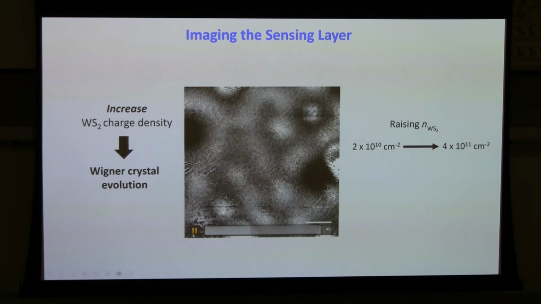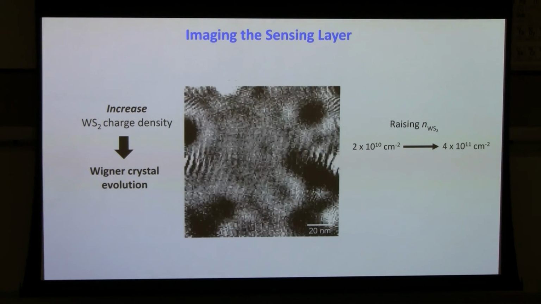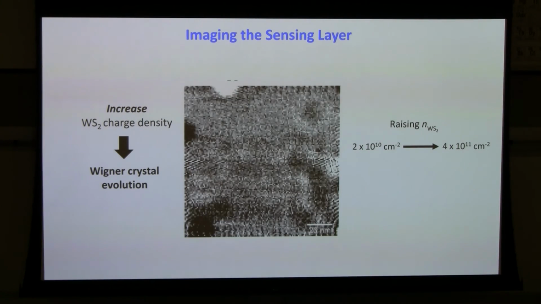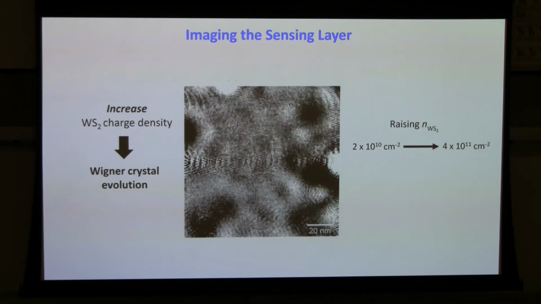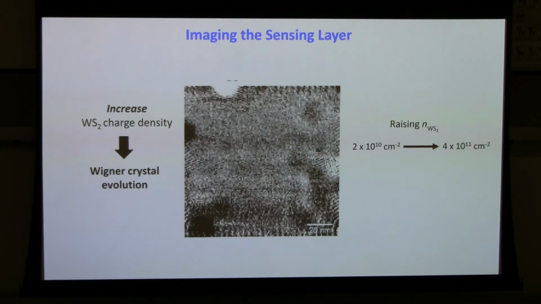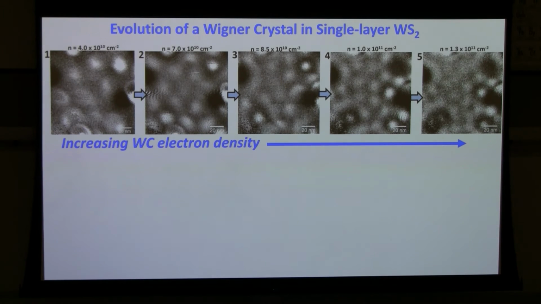Now we're adding more electrons. You can see all those marbles rolling around, and then they disappear. Why are they disappearing? Let's play it one more time. We're increasing electron density, increasing, and then they're gone. Why are they gone? It's hard to understand what a movie is doing, so here are stills from the movie. Here I show the images from the movie as I increase the electron density from 4 times 10 to the 10th now to 1.3 times 10 to the 11th.